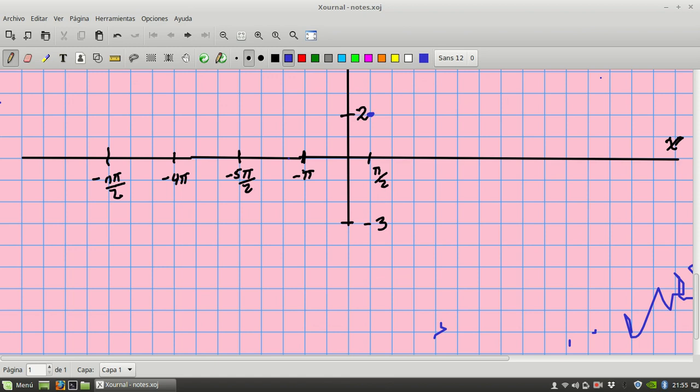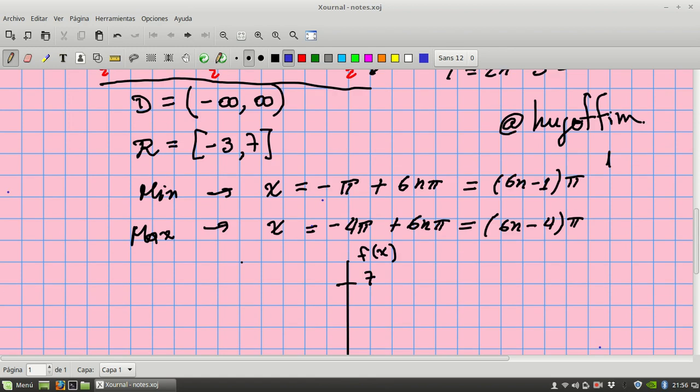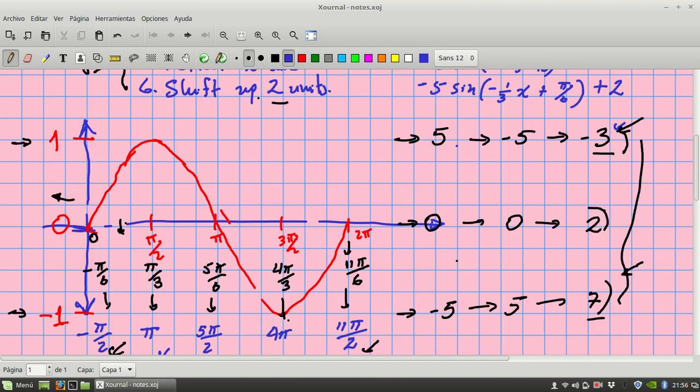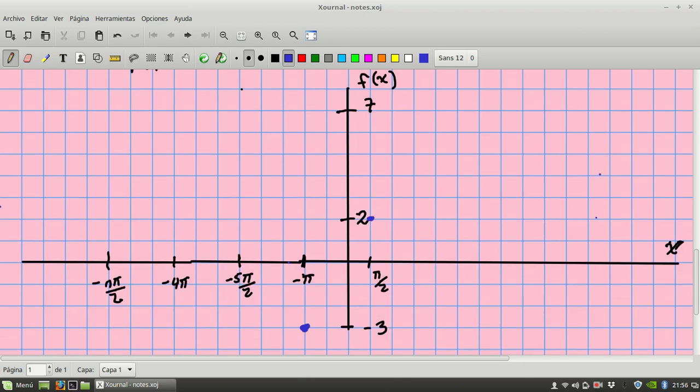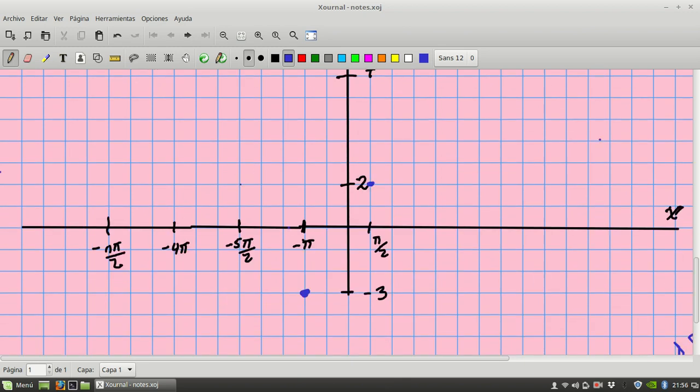So negative pi goes with negative 3. Now the next point. The next point is 5 pi halves, that is here, that goes with 2. So 5 pi halves goes with 2.